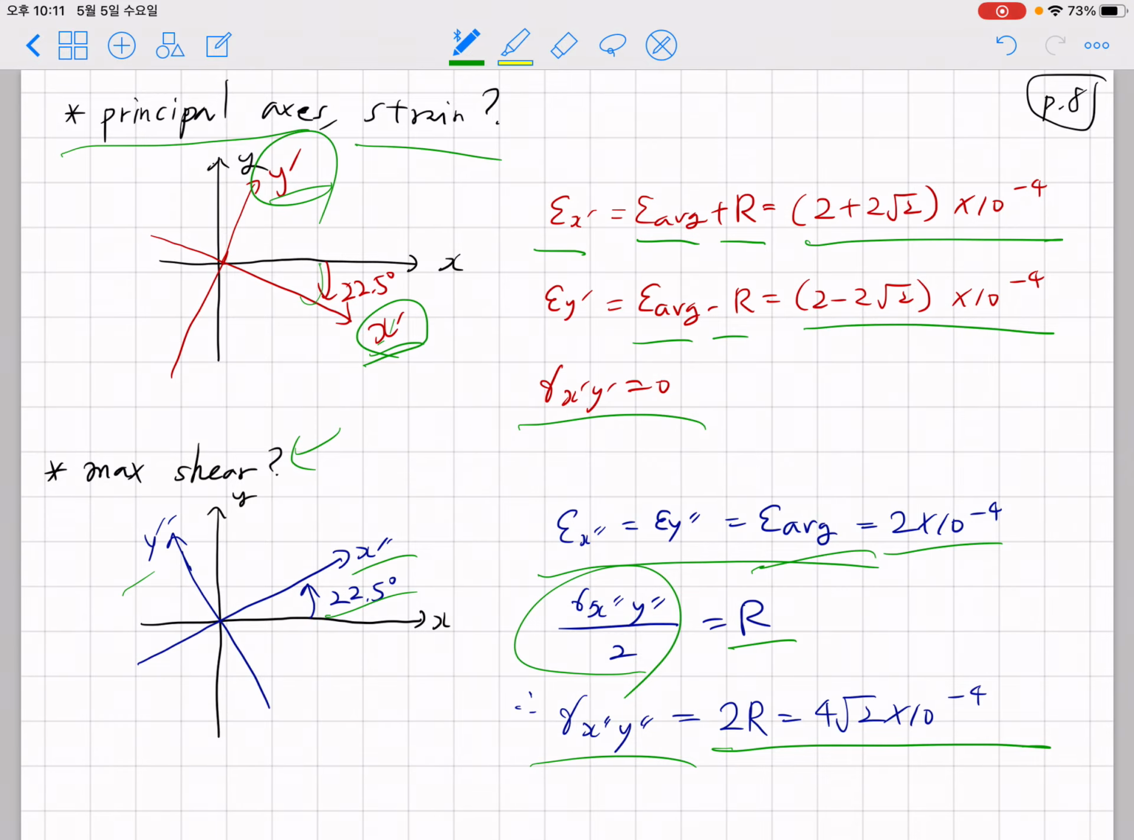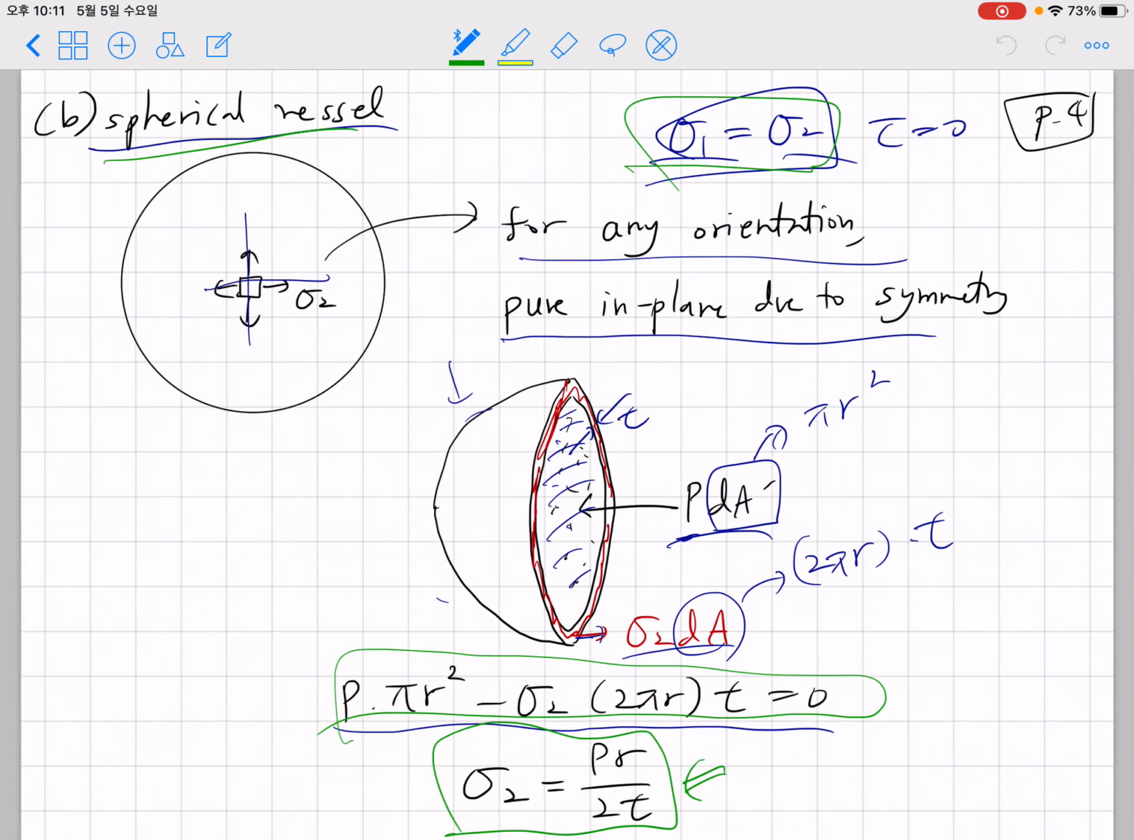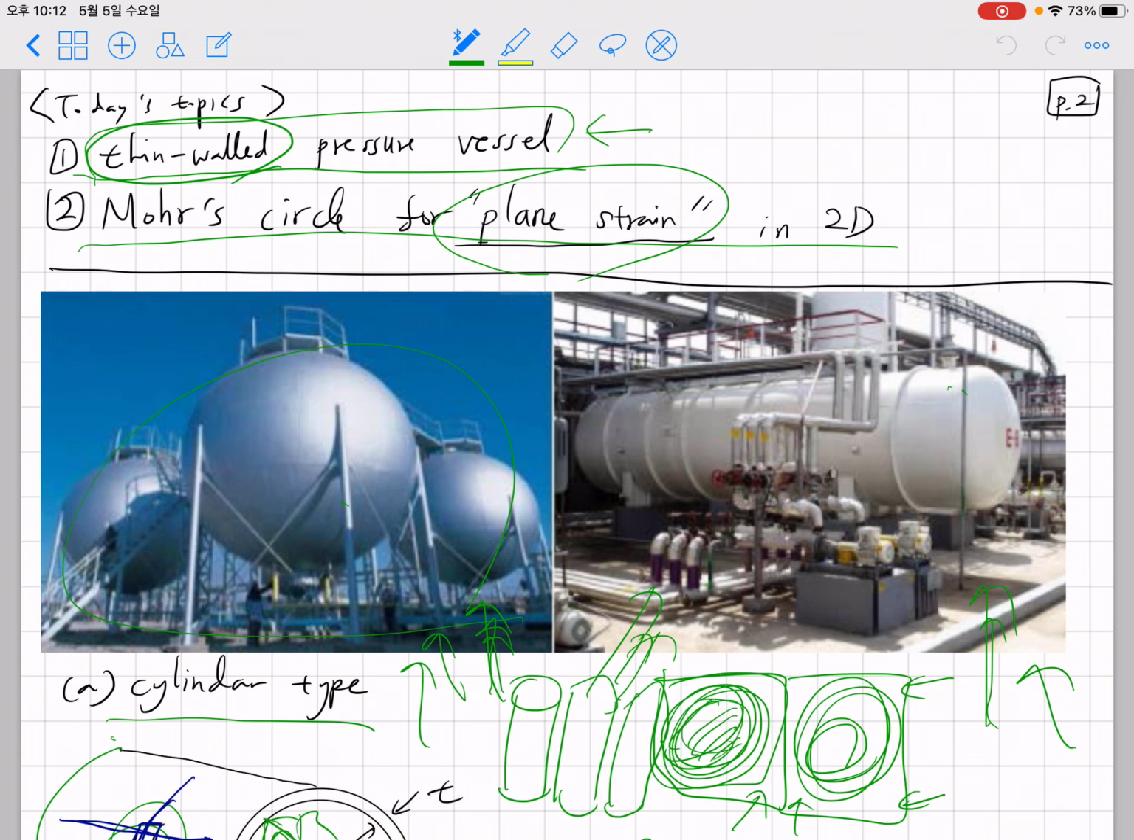To summarize, today we covered 2 topics. The first topic was the thin-walled pressure vessel, which can utilize all the concepts we learned in previous lectures. As a second topic, we learned about the Mohr circle for the plane strain problem and the expansion of this plane strain problem, and further discussion will be given in the next lecture regarding stress and strain transformation.